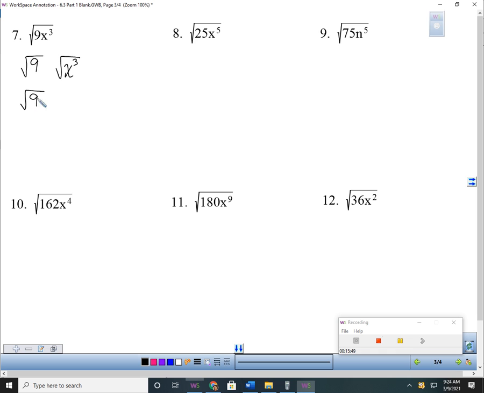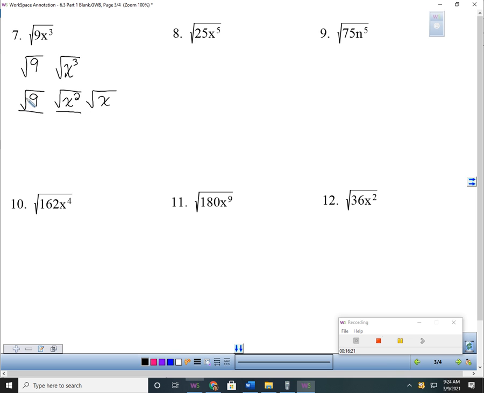I like to do all of my perfect squares at the same time. All right, and then x cubed. 3 is bigger than 2, right? But 3 doesn't divide by 2, which means you're going to have to split your variable into 2. So what is the biggest number smaller than 3 that will divide by the 2? A 2. And that leaves how many x's left over? Just 1. So now you've got a perfect square right here, and you have a perfect square right here.